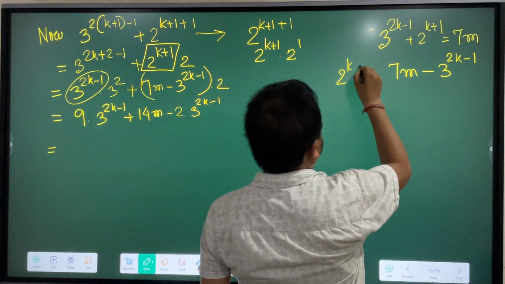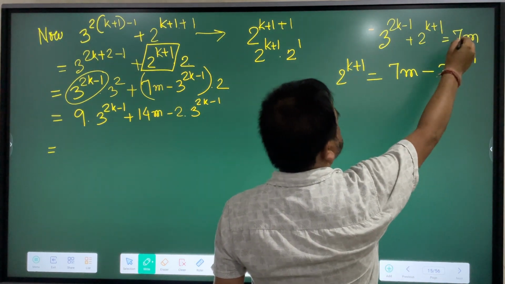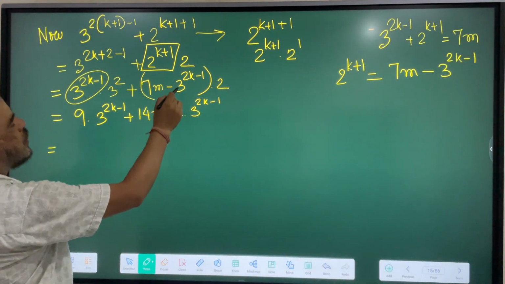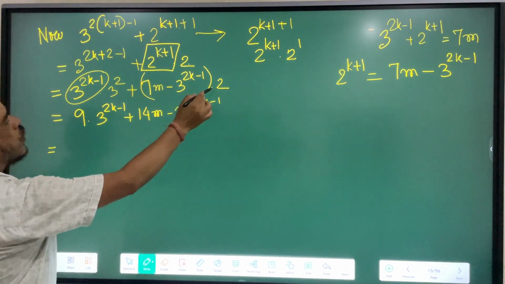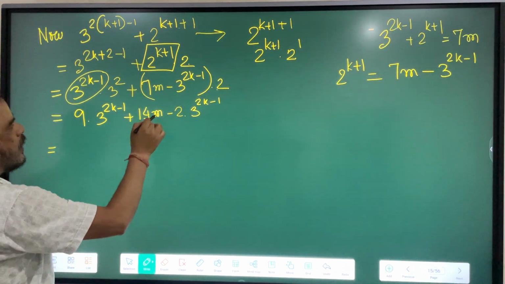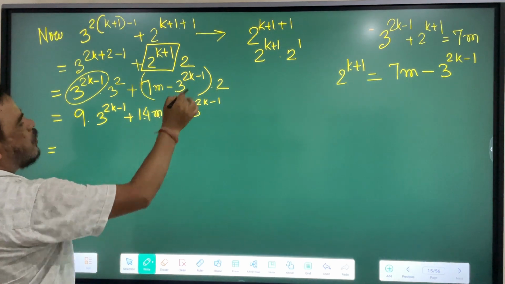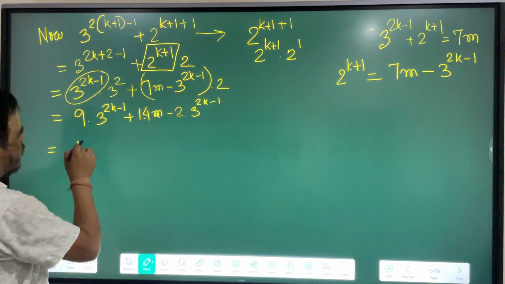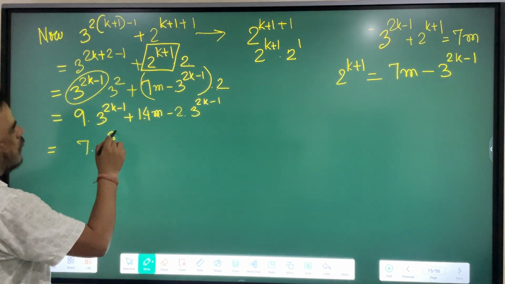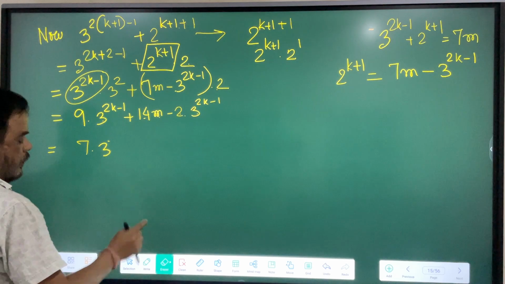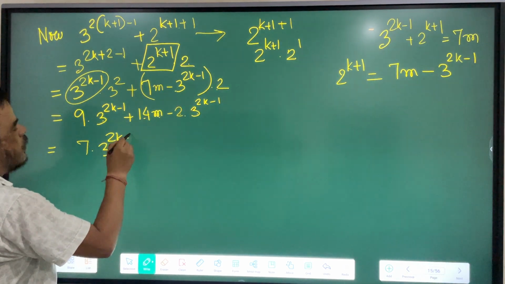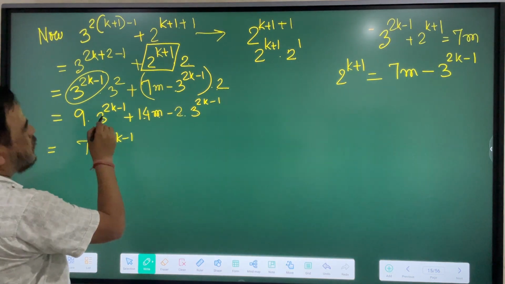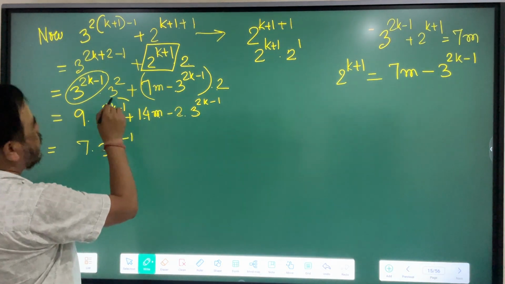2 to the power k plus 1 is equal to 7m minus 3 to the power 2k minus 1, as this one goes to that side. So in place of 2 to the power k plus 1, we put 7m minus 3 to the power 2k minus 1. So 2 into 7m is 14m, and 2 into 3 to the power 2k minus 1. So 9x minus 2x is 7x. What is x? 3 to the power 2k minus 1 is x. I repeat, 9x minus 2x, what is x?